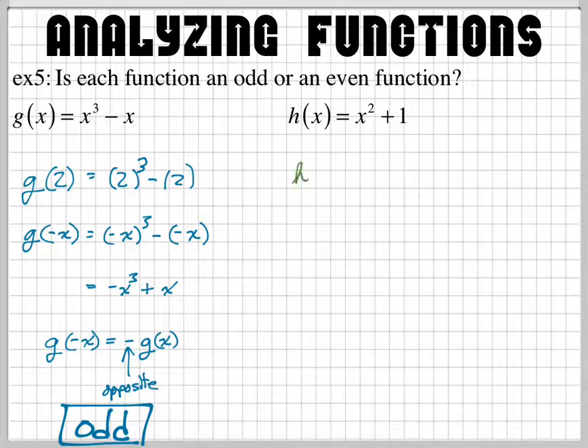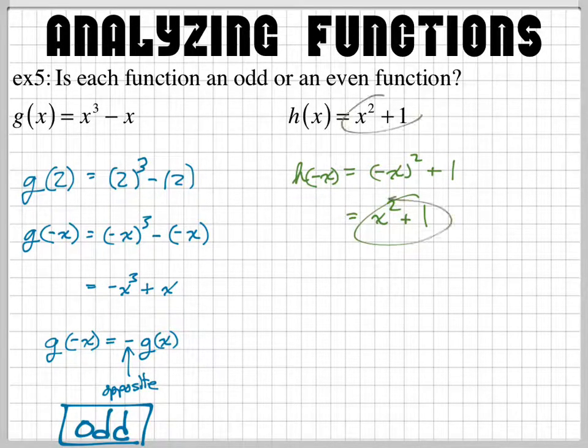I plug in negative x, I square it, plus 1. What is negative x squared? A negative times a negative is a positive, so I get x squared plus 1. Isn't this the same as this? I simplified this as much as I can, and I just get the same thing. When you get the same thing, that's even.